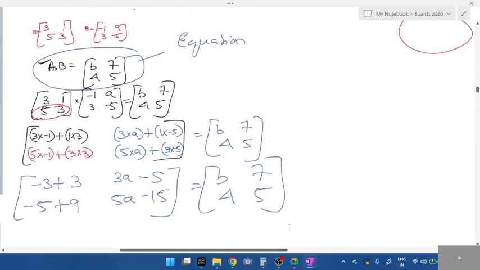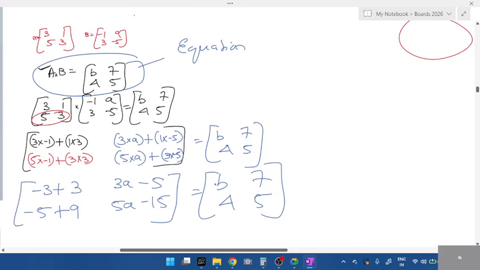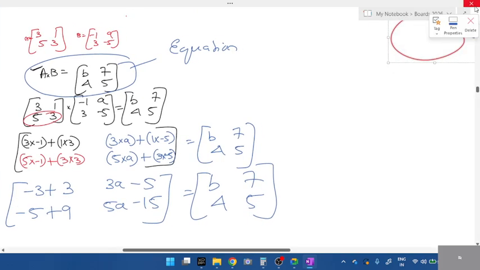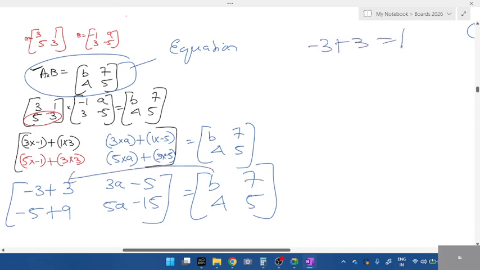Compare it. Now compare what is A and what is B. We need to find the value of A and B. Is equal to is given. It's an equal matrix. See, B is given here. What is the B value? Minus 3 plus 3 is equal to B. What is minus 3 plus 3? B is equal to 0.